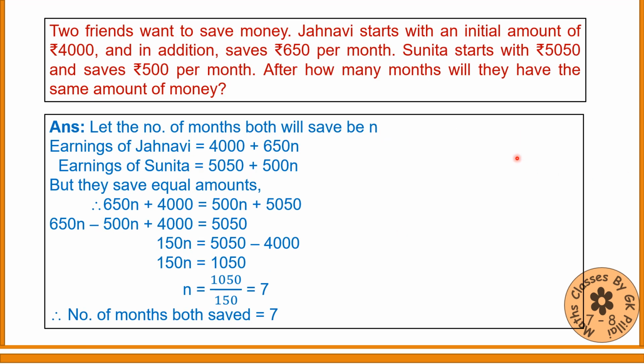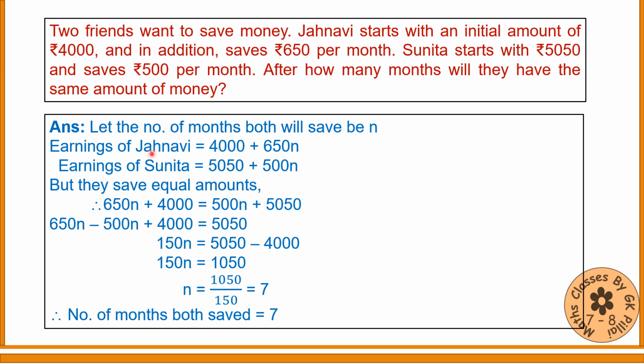Now the next one. Two friends want to save money. Janvi starts with an initial amount of 4,000 and in addition saves 650 per month. Sunita starts with 5,050 and saves 500 per month. After how many months will they have the same amount of money? Let the number of months both will save be n.